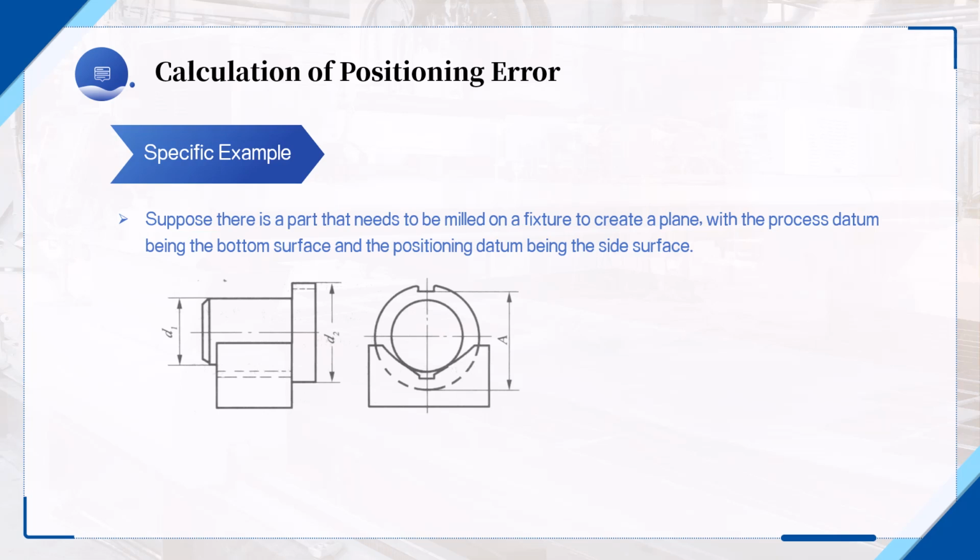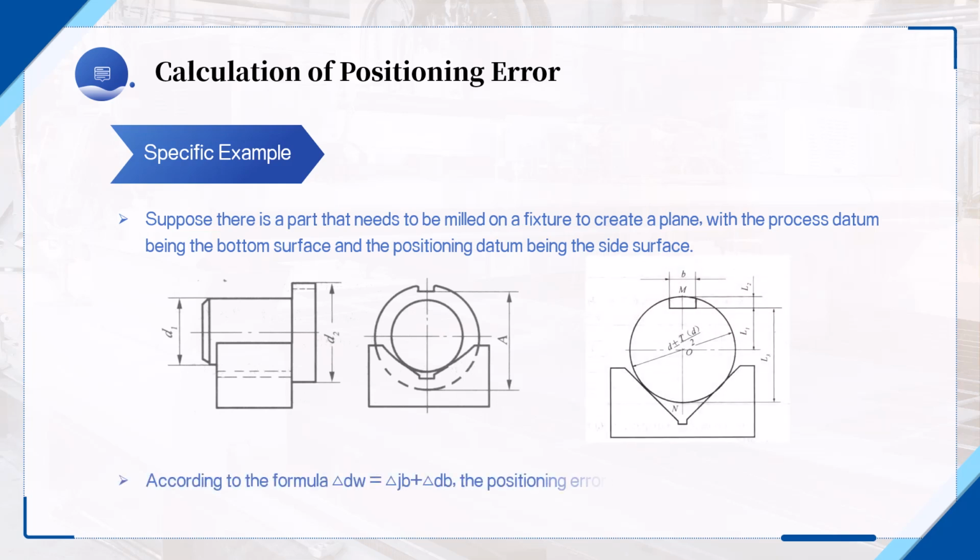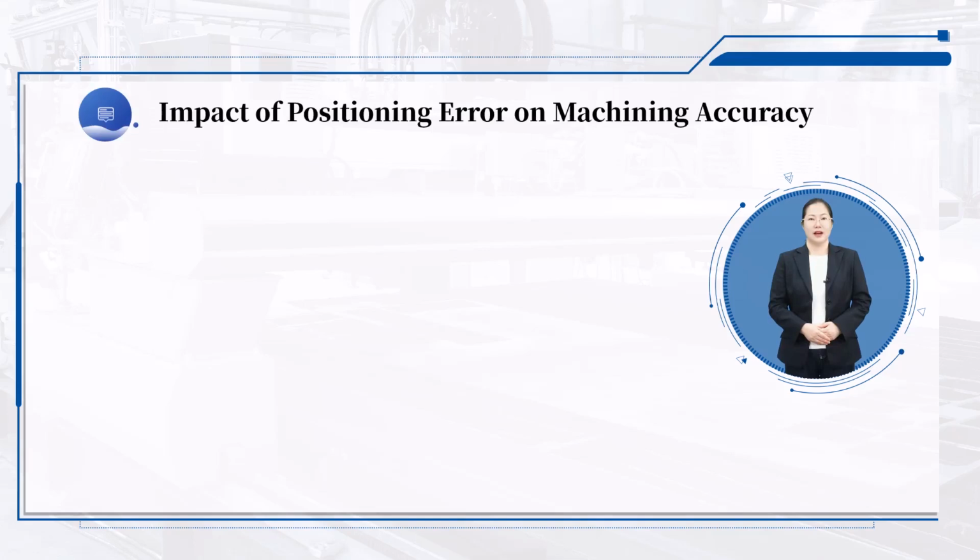Meanwhile, the manufacturing error of the positioning pair results in a datum displacement error, dB, equals 0.05 millimeters, and both are in the same direction. According to the formula dW equals JB plus dB, the positioning error can be calculated as dW equals 0.1 plus 0.05 equals 0.15 millimeters. Positioning error directly affects the machining accuracy of a workpiece.